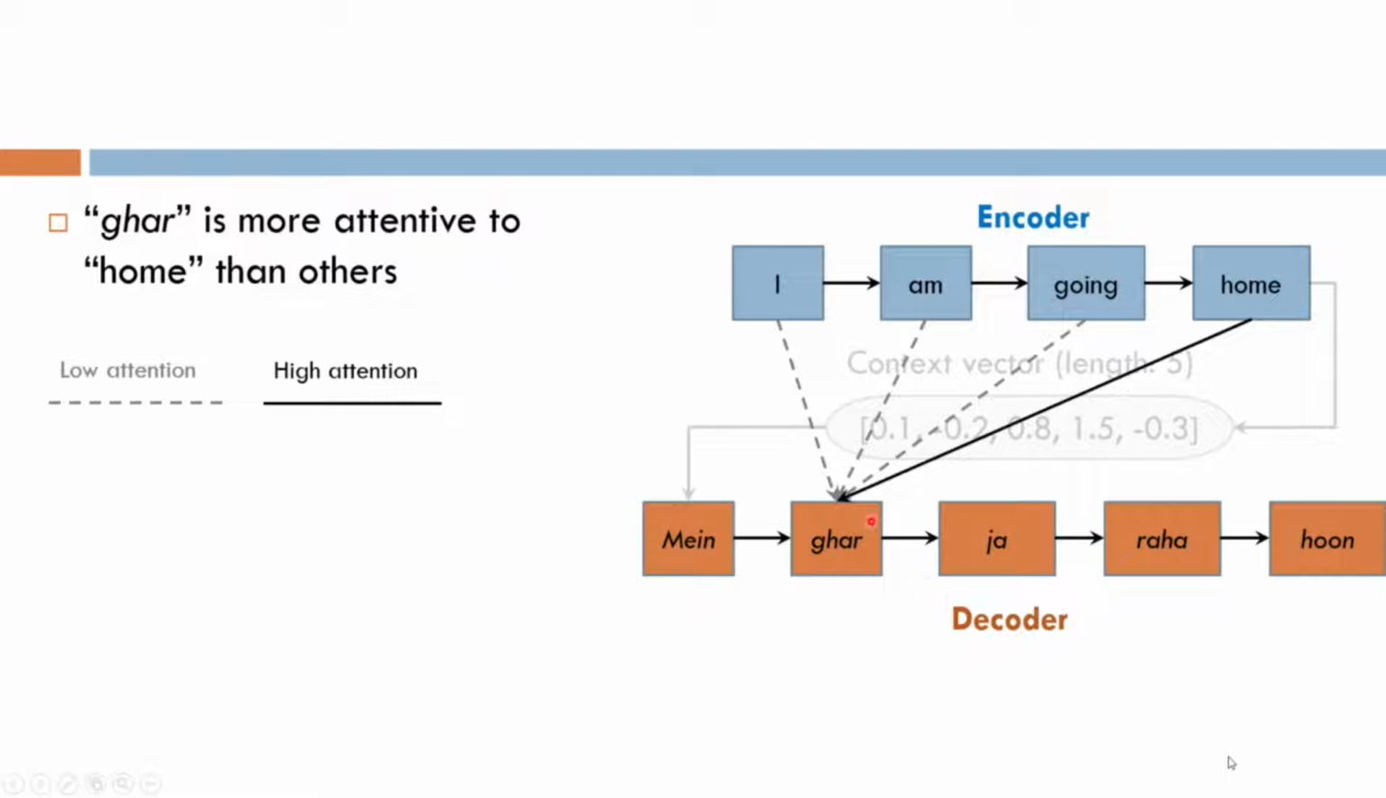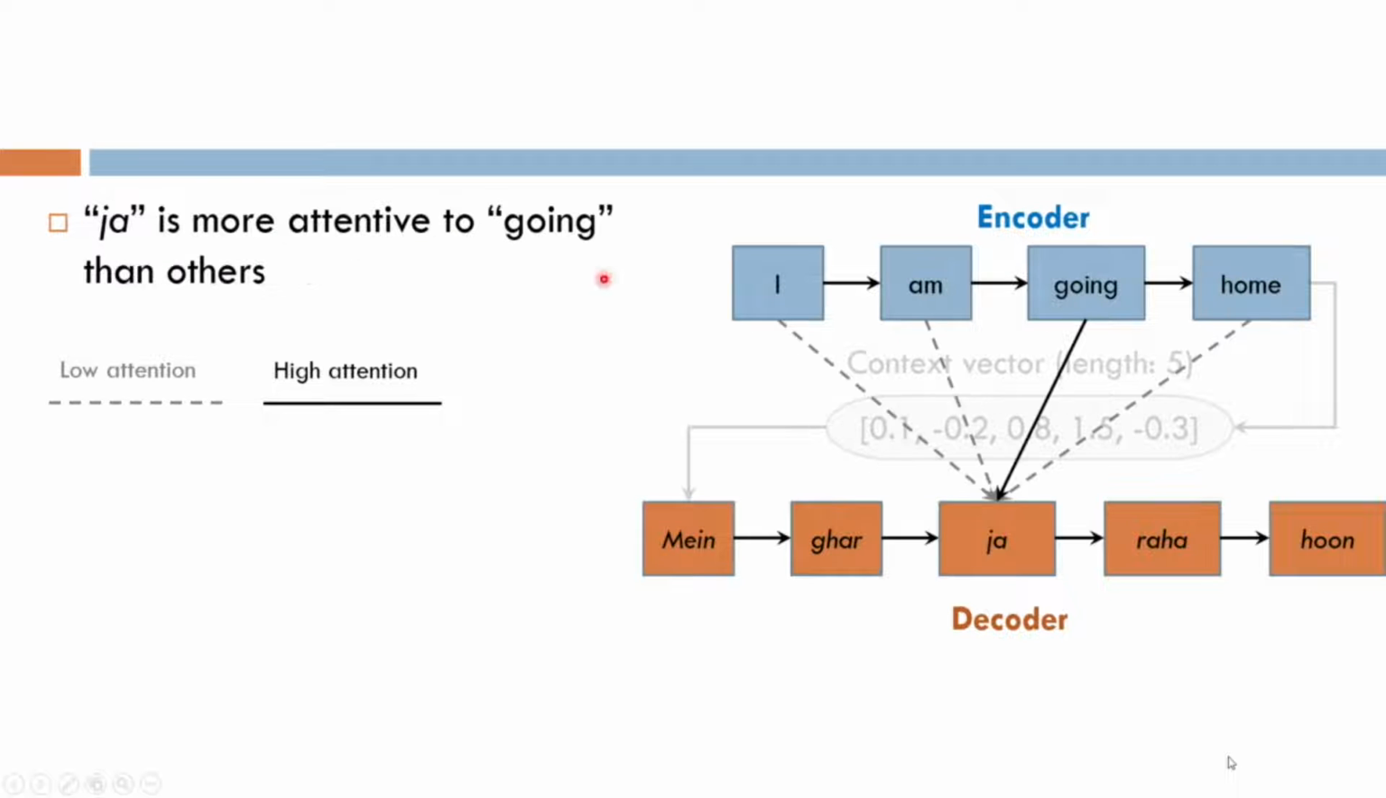We see the word ghar is more attentive to the word "home" than others. We see the word ja is more attentive to "going" than others, because ja means to go somewhere, and that is why it is more related to the word "going." So if this decoder model was to produce ja, to emit the output correctly, it would pay more attention to the input word "going."